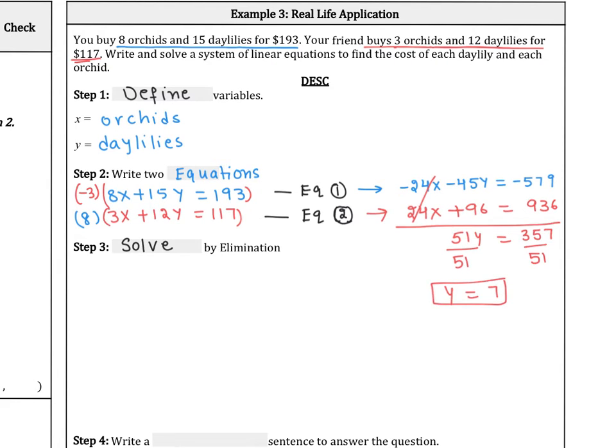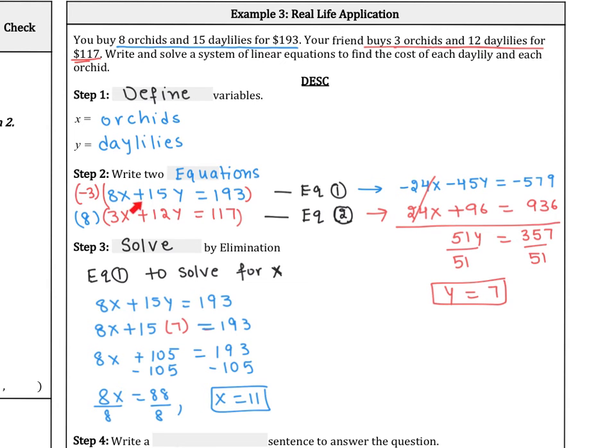So once you get the y value, you use one of the original equations. So I'm choosing equation number 1 to solve for x. I chose this equation 8x plus 15y equals 193, and I plugged in y as 7. What I got is 8x plus 105 equals 193. Subtract 105 on both sides, you get 8x equals 88. Divide by 8 on both sides, you get x equals 11.